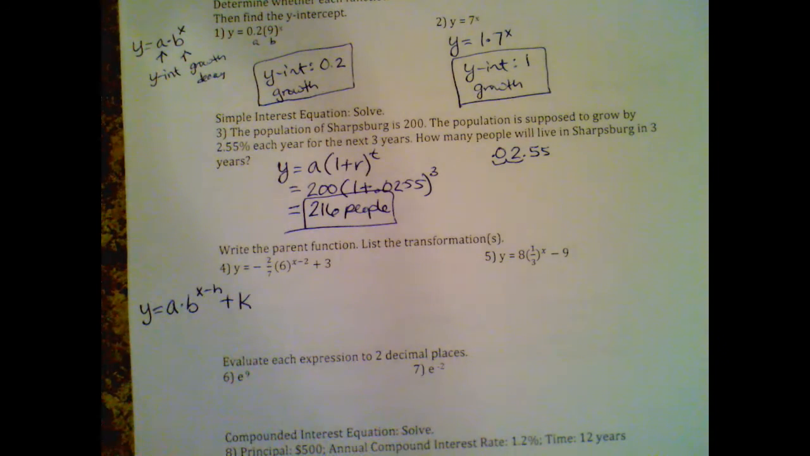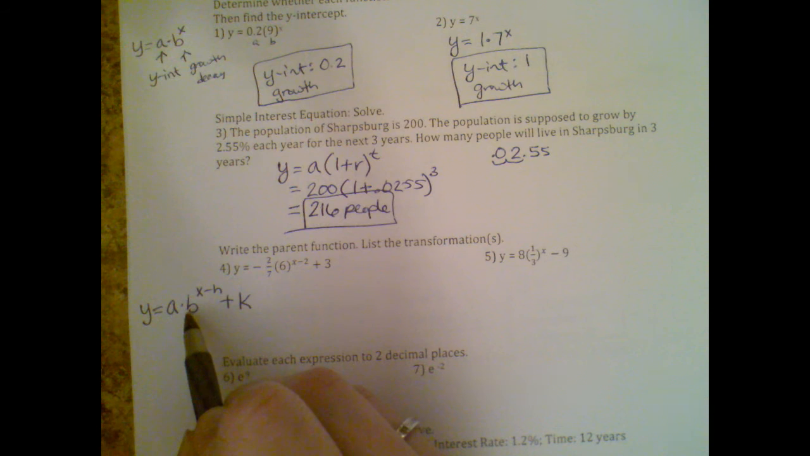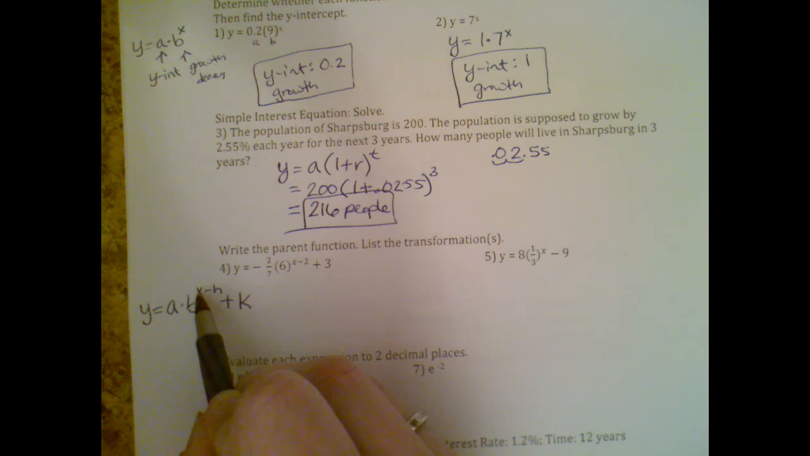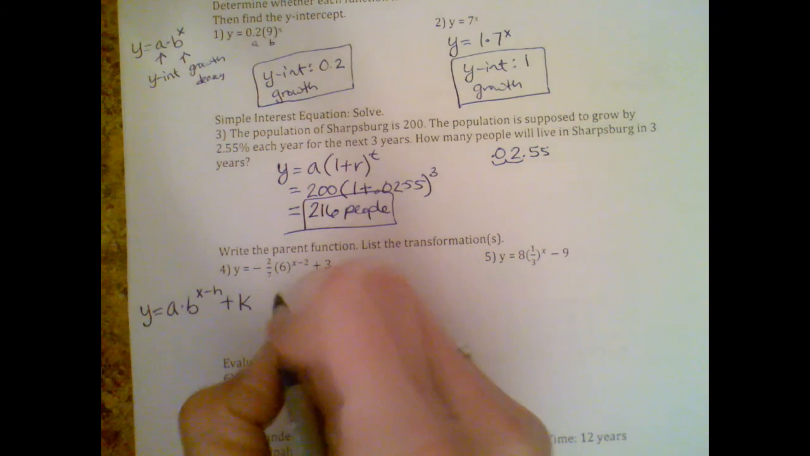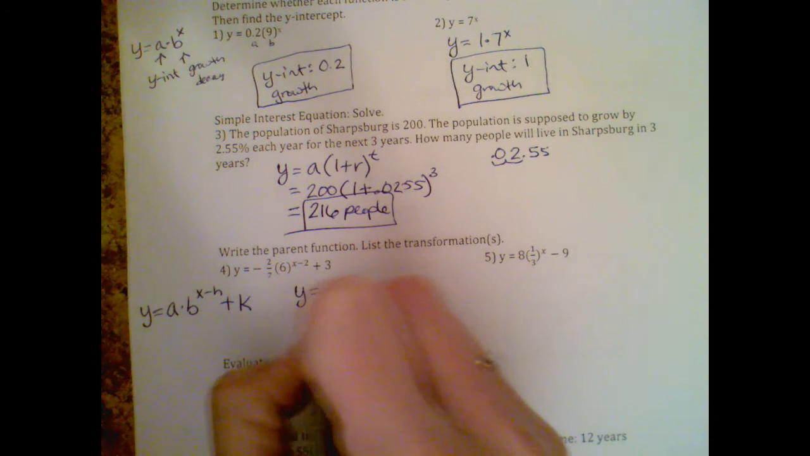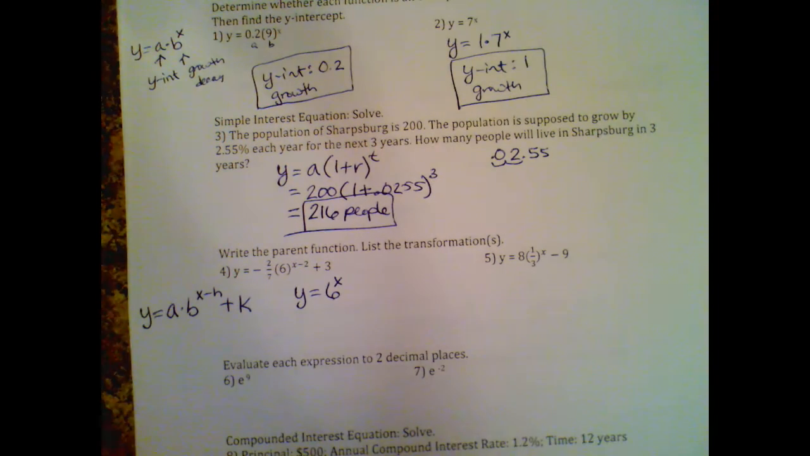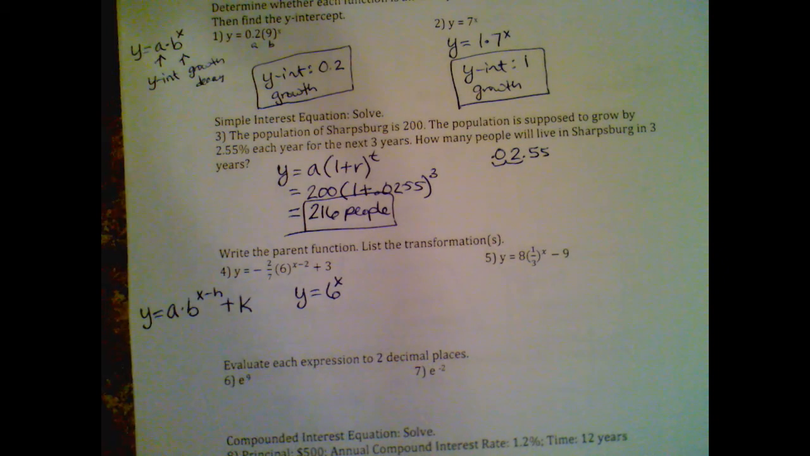So for this one, the number b, or what number is in the b's place, to the x power is always your parent function. So for the first one, our parent function would be y equals 6 to the x power. Anything that's multiplied or added or subtracted to that then is the transformations that we need to list.